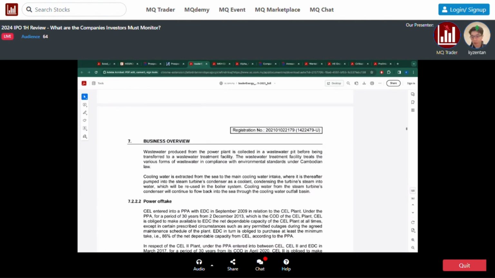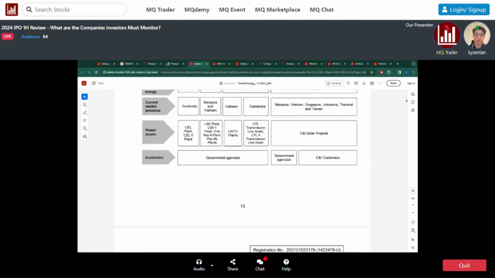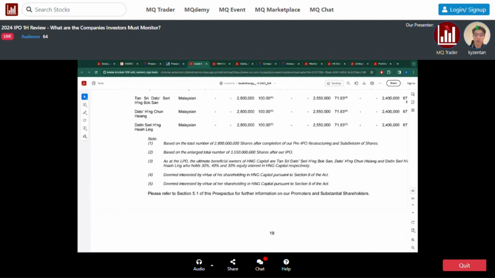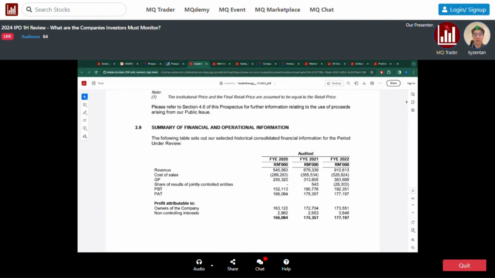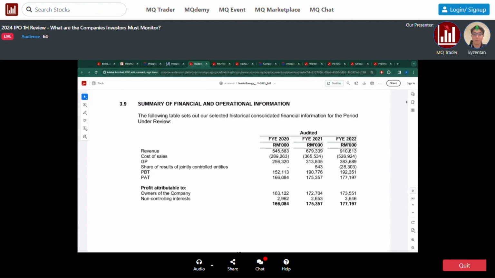Next we can also look at the financial performance. Just a moment, let me go to their financial numbers. Here are the financial numbers up to financial year 2022, and I'm sure when their prospectus is released, you can see FY 2023 results, or at least the financial period until September.